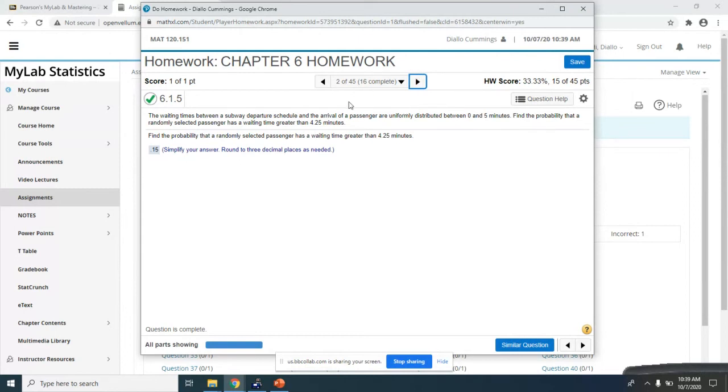Okay, problem number 2. Okay, that was a uniform distribution. So basically similar to the problem that we did in class, I kind of laid it out from 0 to 5 minutes. And we were looking for passengers with a waiting time of 4.25 or greater. Right. So I kind of just mapped that out as a rectangle from 4.25 to 5, right, which would be 0.75. And I multiplied that 0.75 by 1/5, right, to get this 0.15.